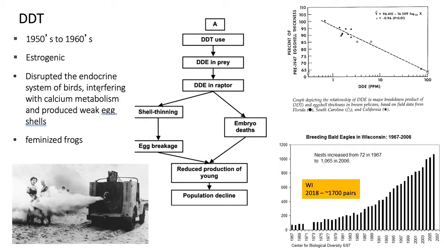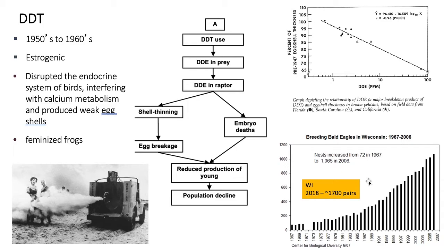Some of you probably know that the bald eagles back in the 60s almost went extinct in the lower 48 states. Back in 1967, there were probably 20 or 30 pairs of bald eagles in the state, and now this number in 2018 is about 1,700 pairs. Bald eagles are really common, but they were not back in the 60s.